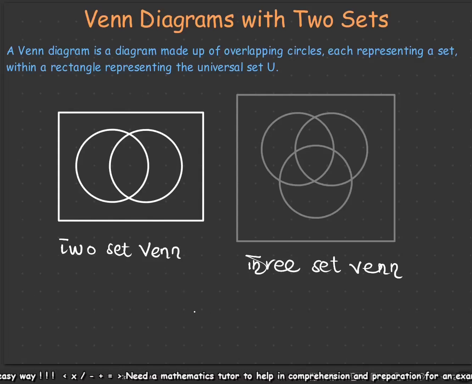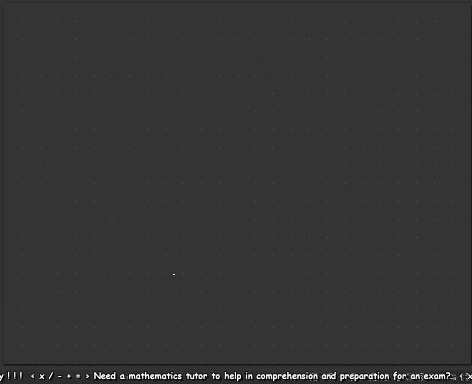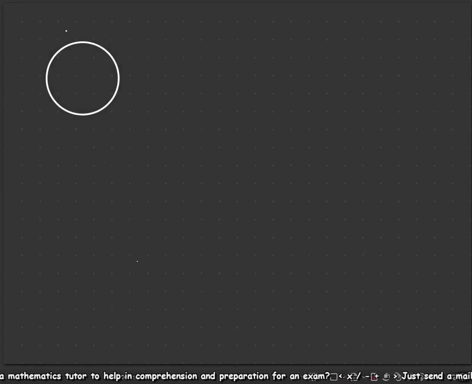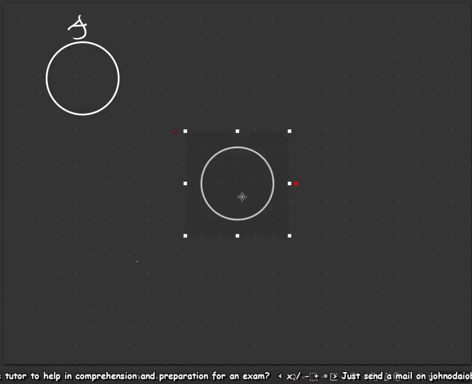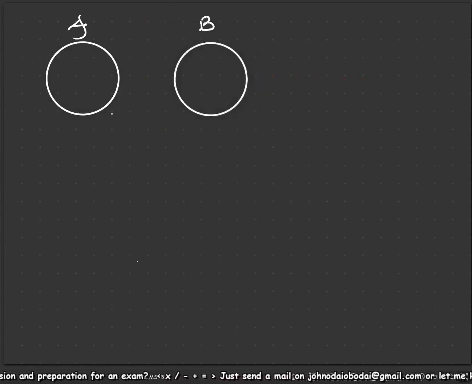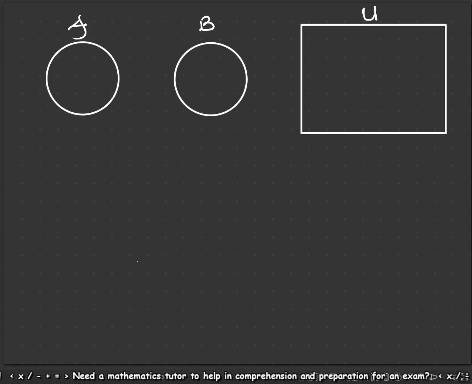In that case, let's look at what the two sets Venn diagrams are. So for a two sets Venn diagram, let's take A as one set. So this here is set A, and then let's take another set B. So set B over here, and then let's get a rectangle to represent the universal set. Now, we know that the universal set is always the set under discussion. That is where we are taking all our sets from.